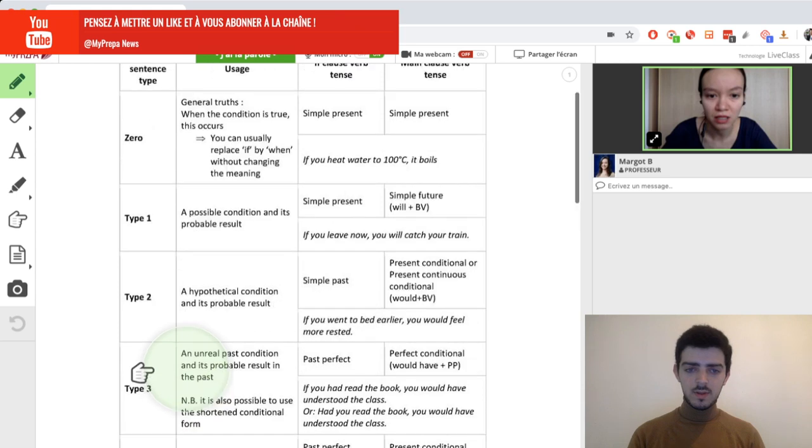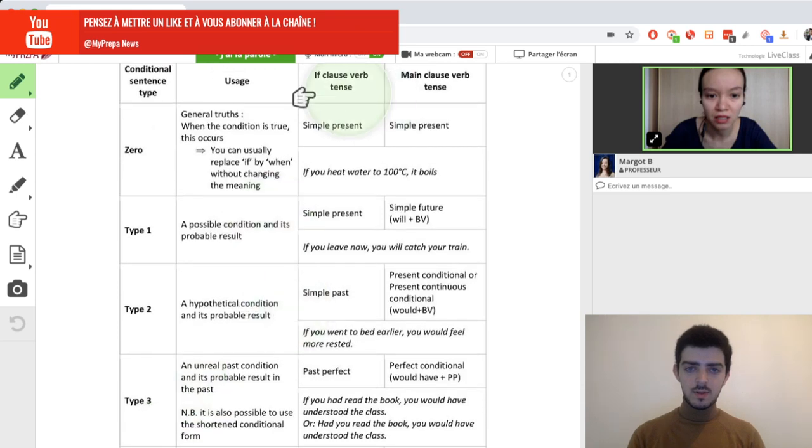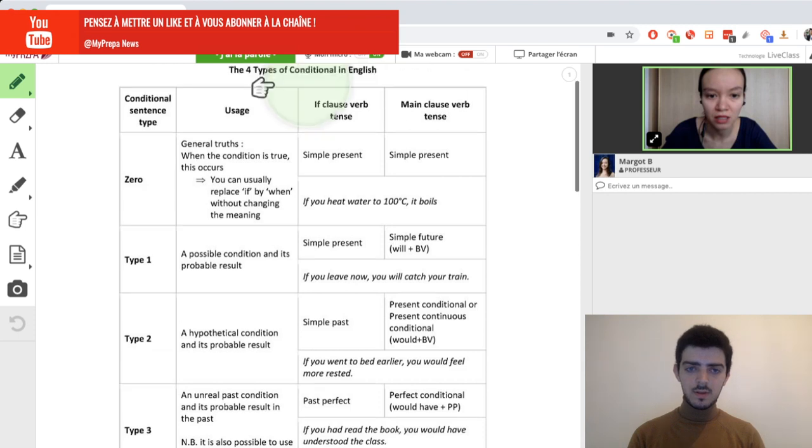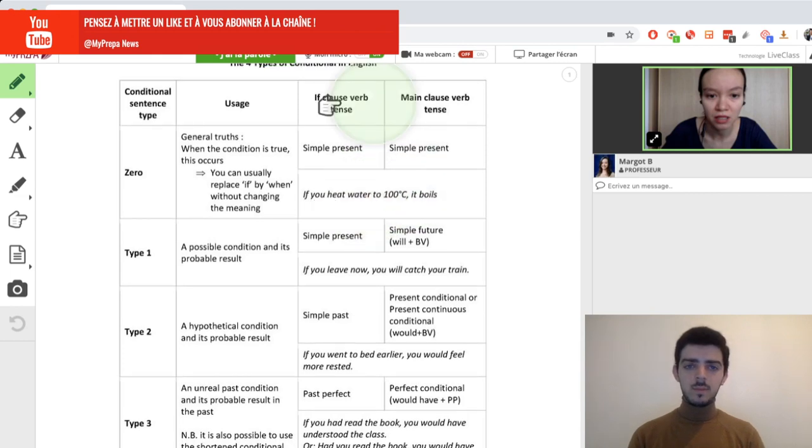Of course, another reminder, and this will be the last one before we start translating sentences: there will never, ever be would in the if clause. All right, so you never want to have if you would something. That is not correct. Just like in French, you don't have the conditionnel after le si. You have it in the main clause. All right?